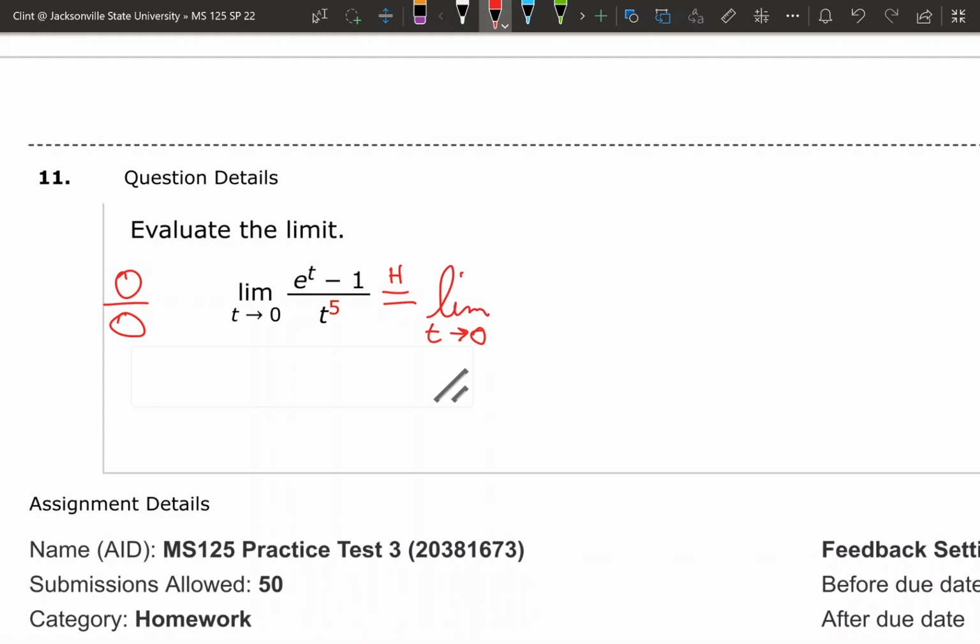What do we get if we take the derivative of the top? e to the t. It wouldn't be times t, it'd be times the derivative of t, so times 1. So on this one, that's just e to the t. Yeah. It's easier. We don't have chain rule. And then on the bottom, what's our derivative? Derivative of t to the 5th. 5t to the 4th.